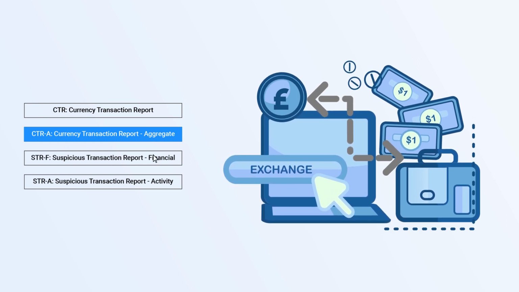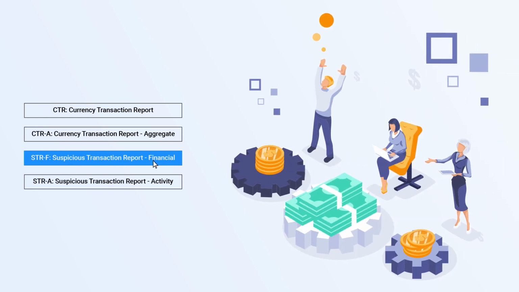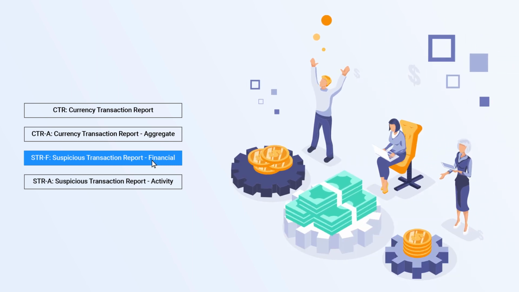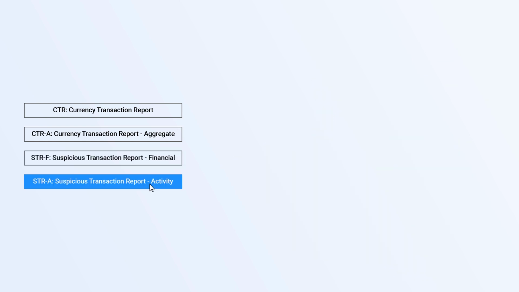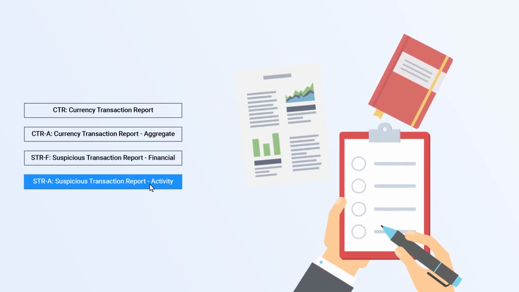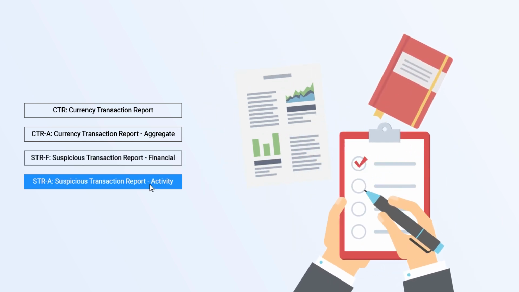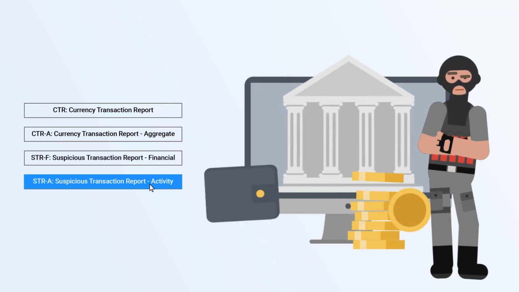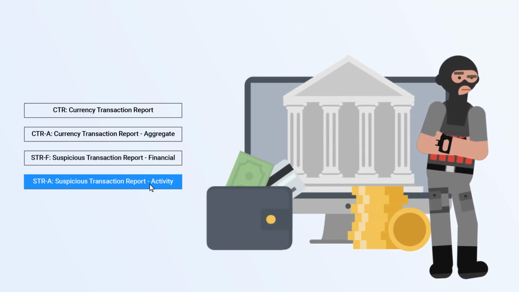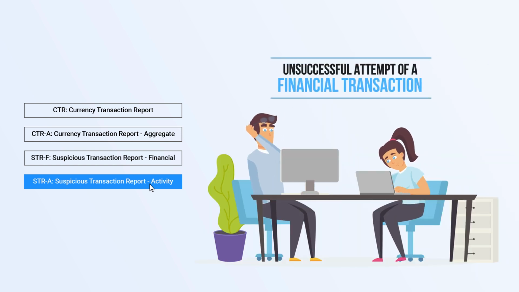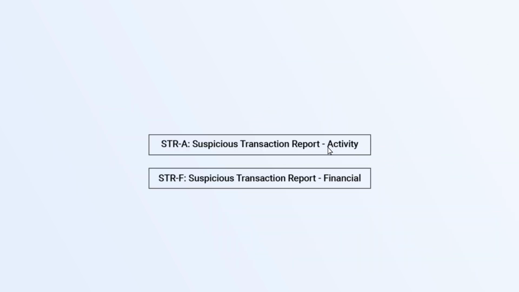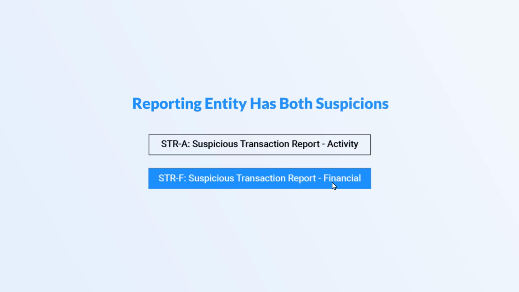Further, an STRF must be filed when the suspicion is based on the financial activity of a customer or client, while an STRA is reported when the nature of suspicion is not financial. For example, the person is listed on the fourth schedule, or there is adverse media, including attempted transactions. However, if a reporting entity has both suspicions of STRA and STRF in a particular case, an STRF should be filed.